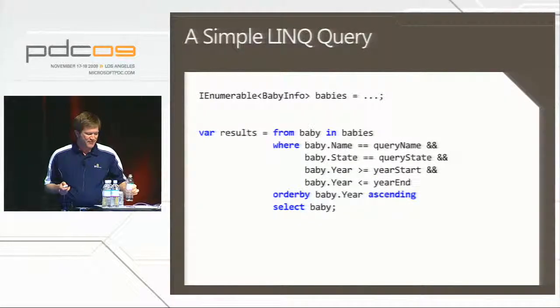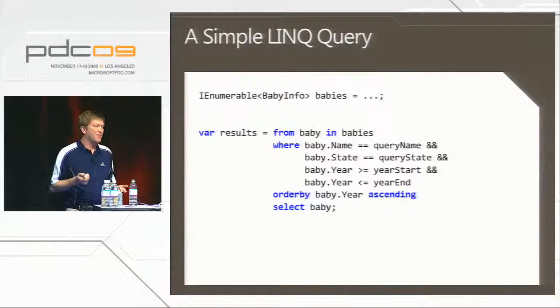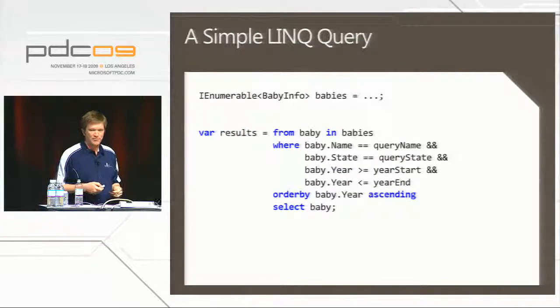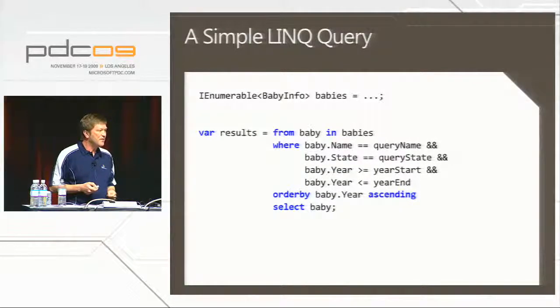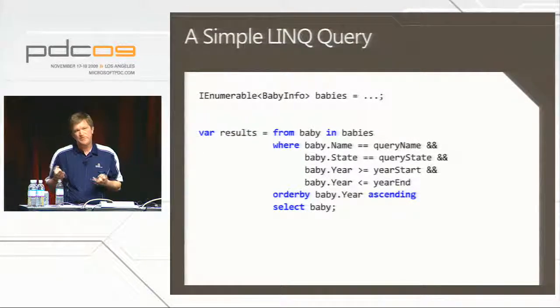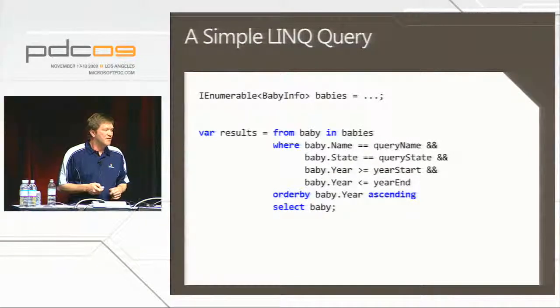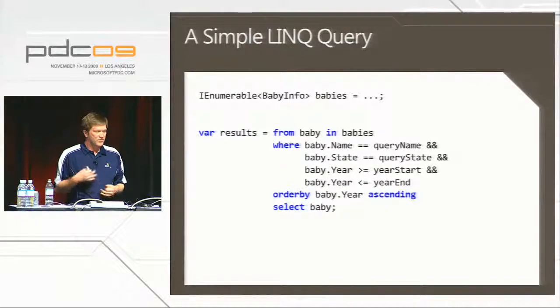You may have seen this in a few other presentations. But we're doing a simple filtering operation here. We've got a set of baby info objects that are an IEnumerable generic type. And we're going to look for certain babies that were born with a given name and a given state in any particular date range. So we've got a data set that's input from babies, and then we'll do a filter operation.